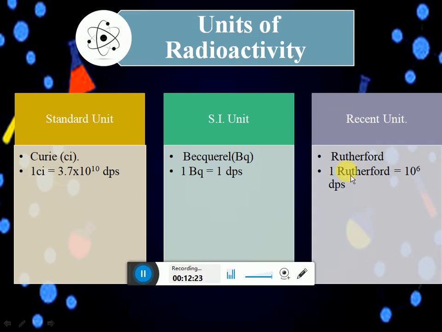The third unit is a very recent unit, and nowadays it is used very frequently. The third unit is the Rutherford. 1 Rutherford is equal to 10 to the power 6 dps, meaning disintegration per second.